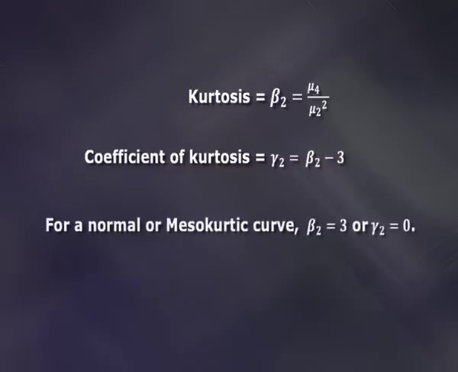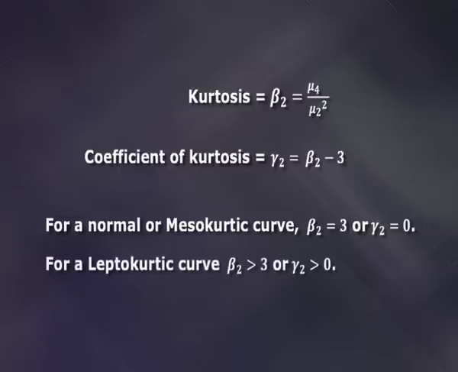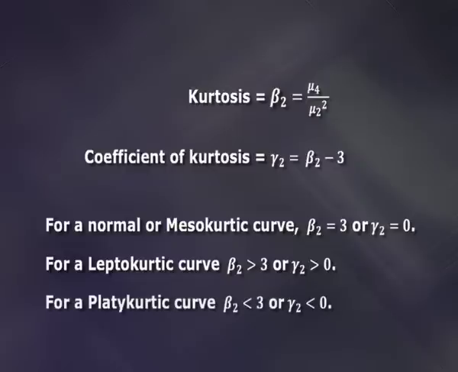For a mesokurtic curve, beta 2 is equal to 3 or gamma 2 equal to 0. For a leptokurtic curve, beta 2 greater than 3 or gamma 2 greater than 0. For a platykurtic curve, beta 2 is less than 3 or gamma 2 is less than 0.